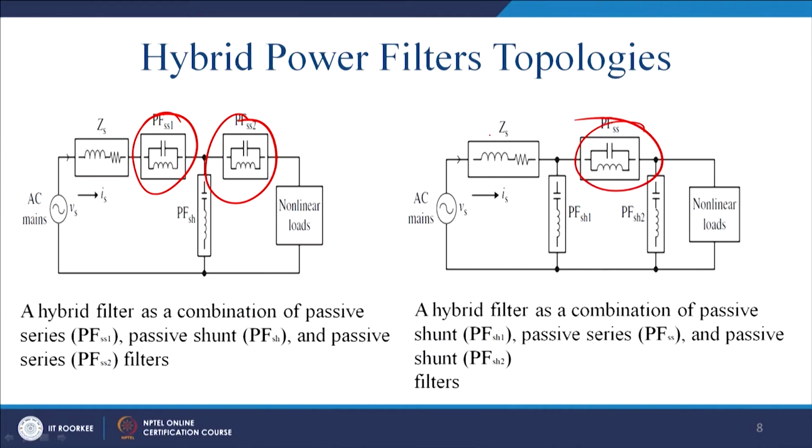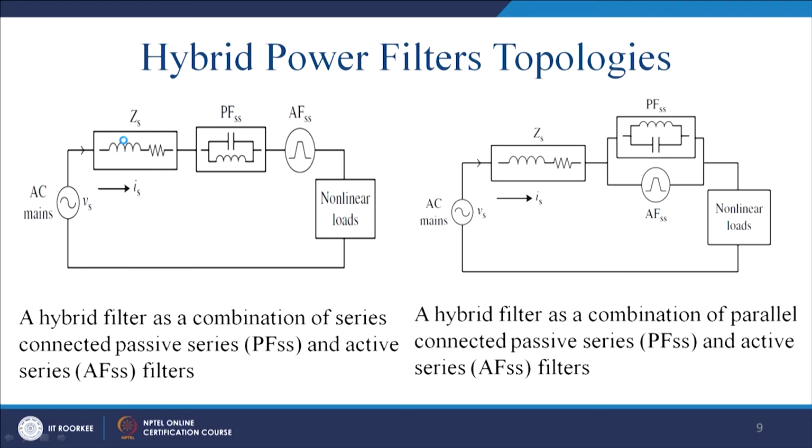So, this is two passive series filters and one shunt passive filter, and here it is, we call it a pi network, where you have two passive shunts and one passive series network. This is also called the hybrid filter, as a combination of the passive shunt, passive series and the passive shunt. This is generally called the pi network, and this is generally called the T network. Now, in between you will replace something.